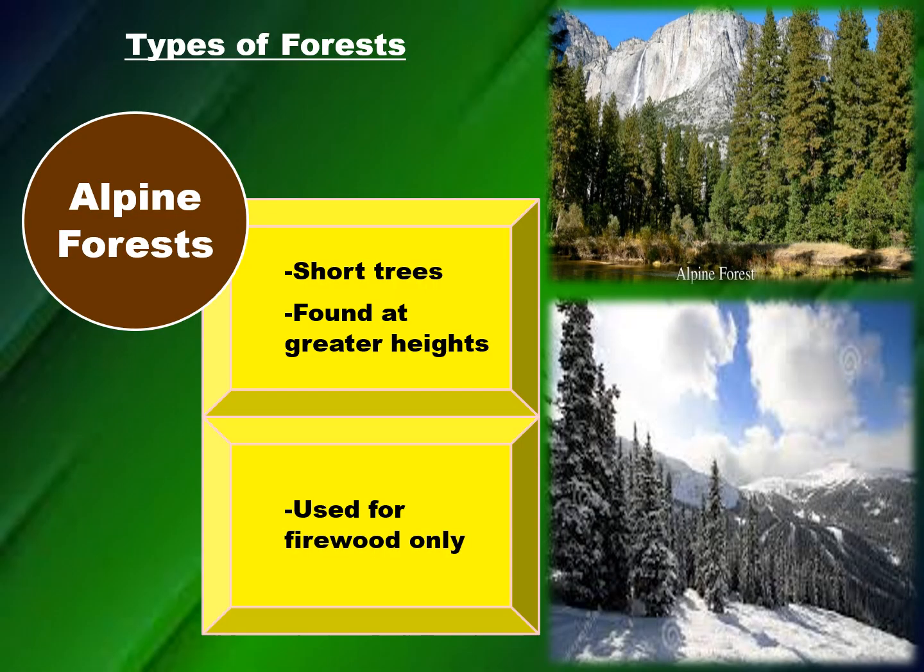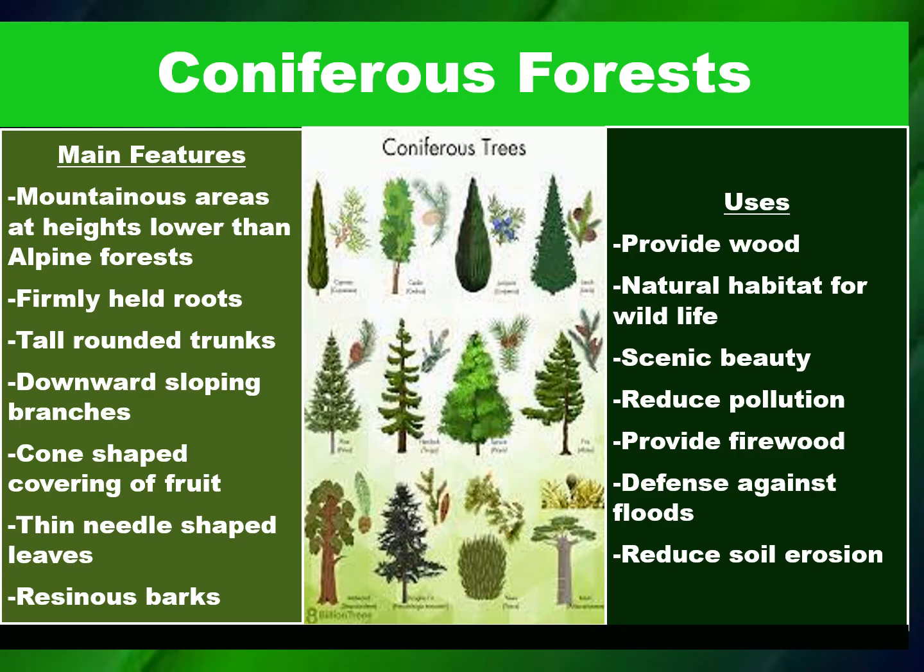They are short trees because of poor exposure to sun, heavy snowfall and very low temperature, because they are found at greater heights near the snow line in upper parts of Gilgit-Baltistan province, and it is used for firewood only because they have very little exposure to the sun, so the growth is minimal.